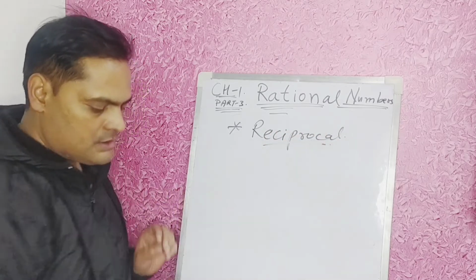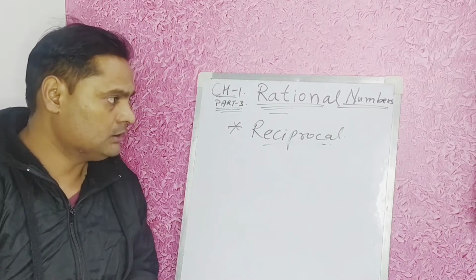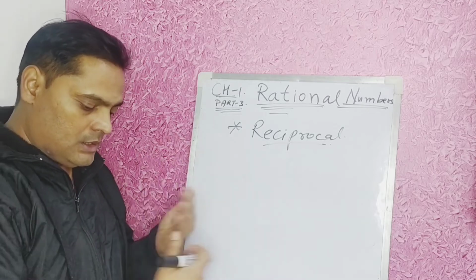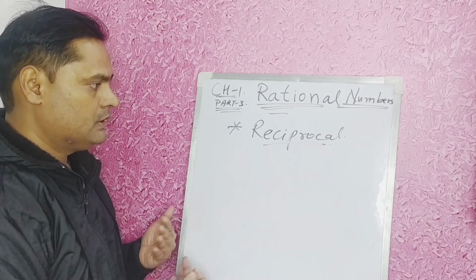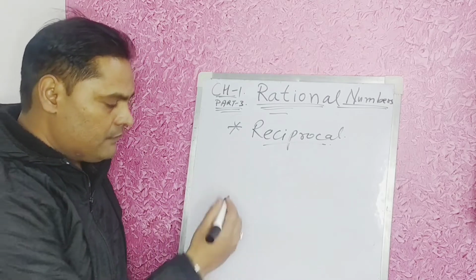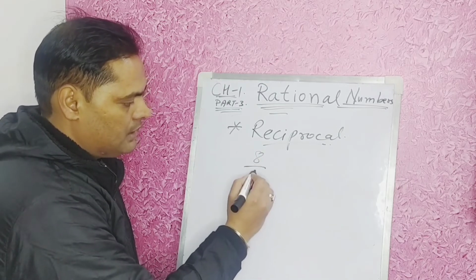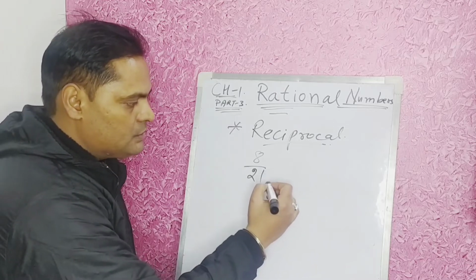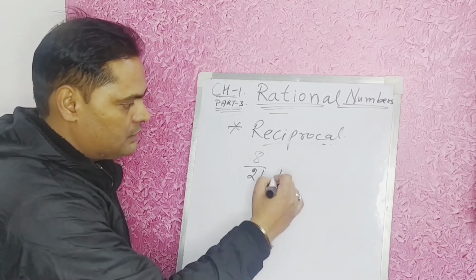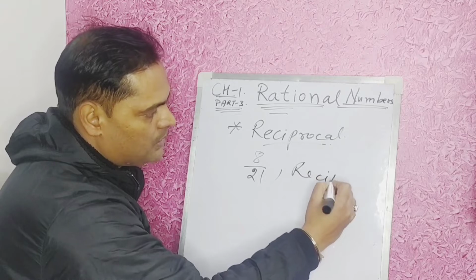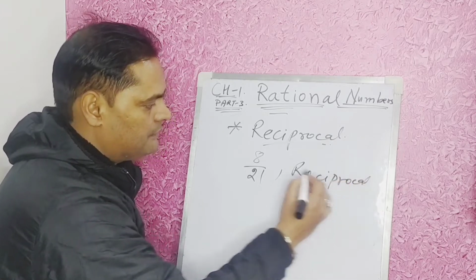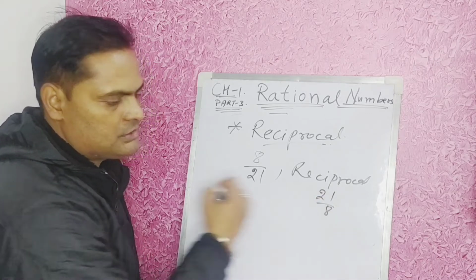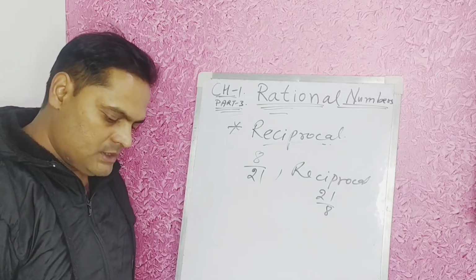So this is the reciprocal. We know that the meaning of reciprocal is the reverse of any rational number. For example, if I take one number, that is 8 upon 21, and I do the reciprocal of this 8 by 21, it is 21 upon 8. Okay, so these are the examples.